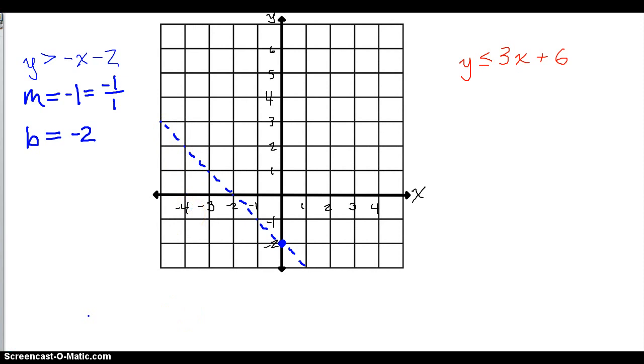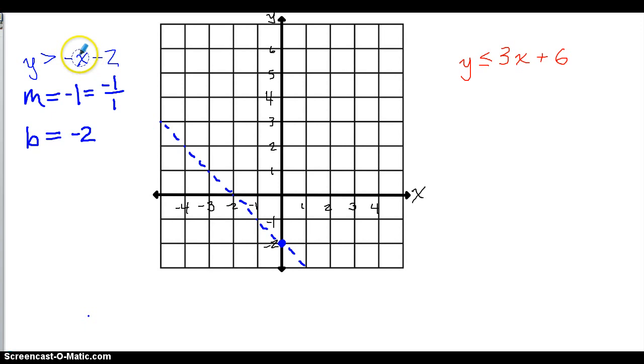Now we need to see where we're going to shade. And hopefully for your shading, you're not pressing too hard on the colored pencil, because then we won't get to see where they intersect. But if you look at your graphic organizer, or you're thinking about this logically, we're looking for values where y is greater than negative x minus 2. And again, you can always plug in a point here, and I always suggest 0, 0 to see if that's going to be the case.